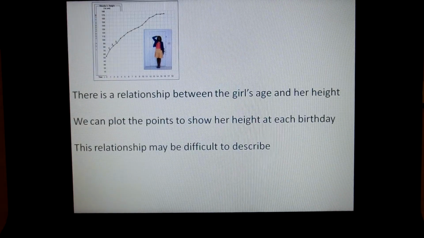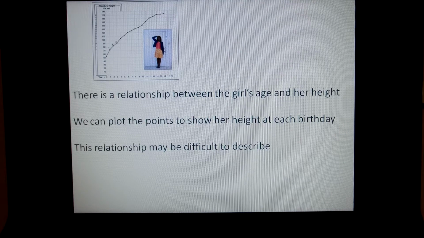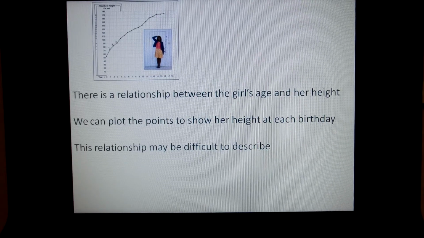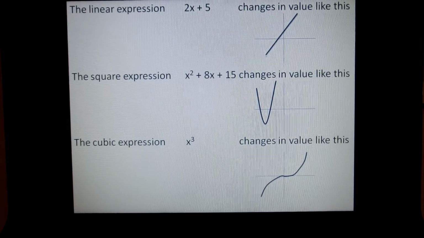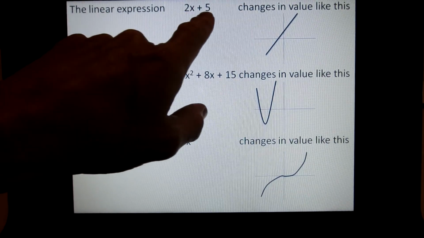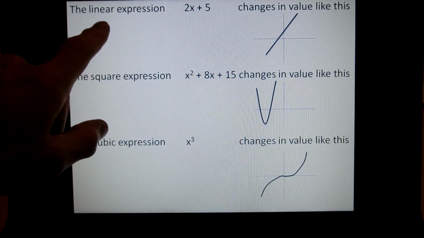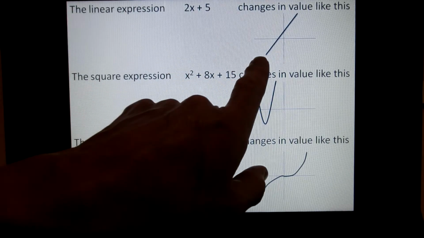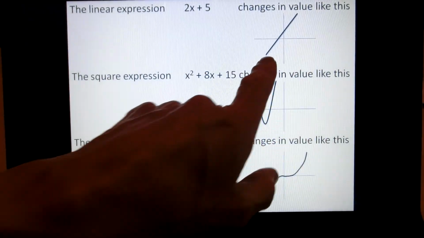There is a relationship between the girl's age and her height, but the relationship may be difficult to describe using GCSE math. We have different mathematical expressions, and if we try to find one that will describe that curve, it may be tricky. Let me show you what I mean by that. Here's an expression, a linear expression. A linear expression will give rise to a straight line linear graph like this.